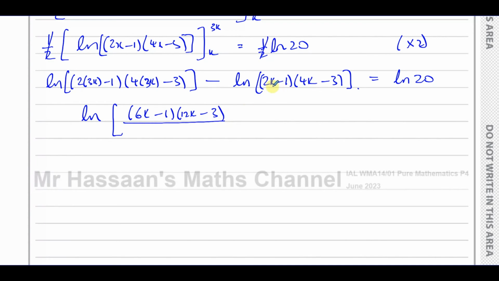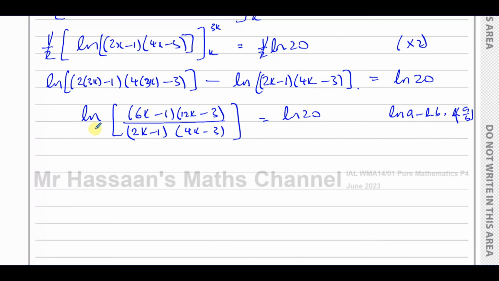Over, and I'm using the power law: ln of a minus ln of b is ln of a over b. That's what I'm doing. So it's the ln of all of this over this. So you're going to have 2k minus 1 times 4k minus 3, and that's equal to ln 20.